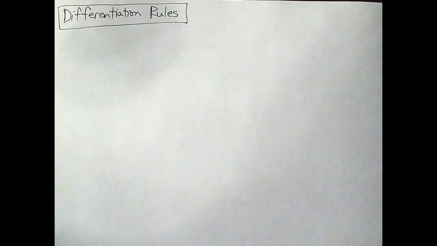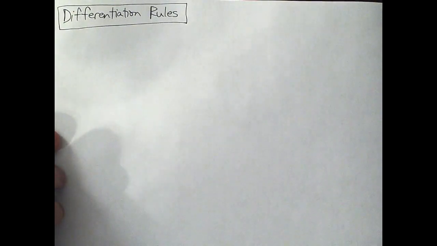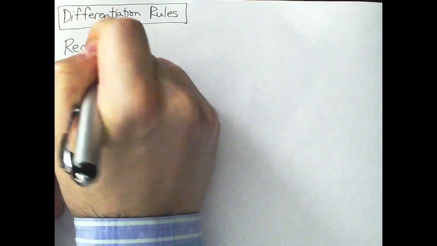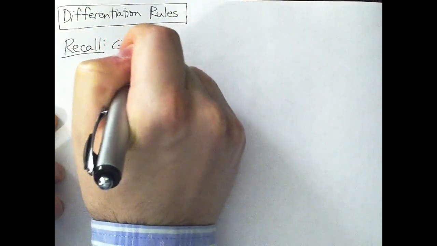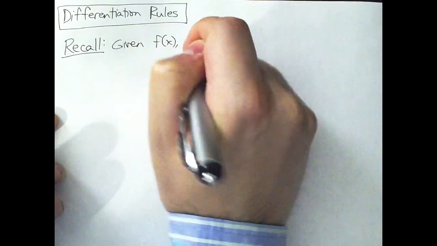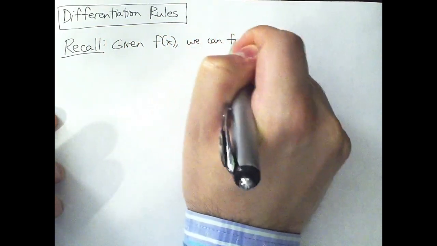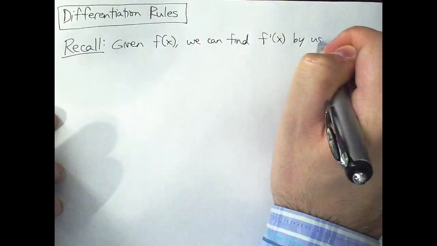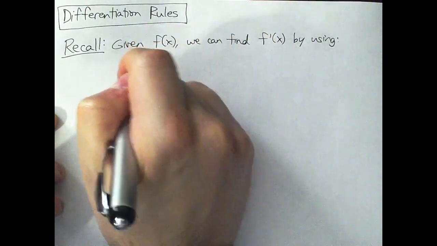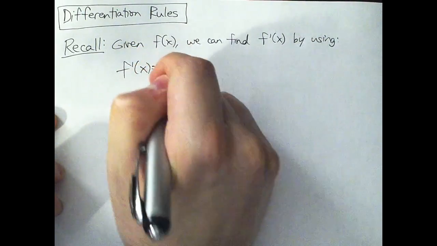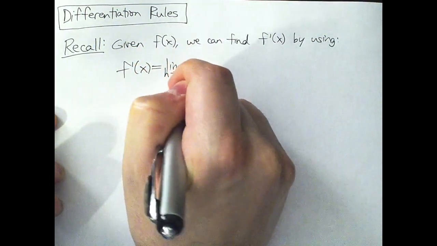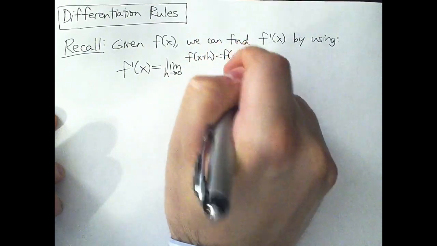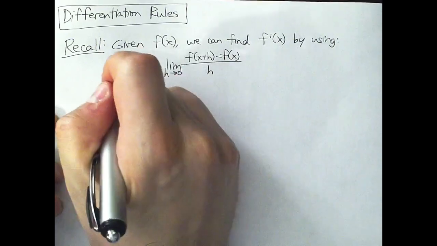Okay, differentiation rules. So let's start by reminding ourselves. Recall, given f of x, we can find f prime of x by using f prime of x equals the limit as h goes to 0 of f of x plus h minus f of x, all of that over h. So I hope that you know that formula by now.